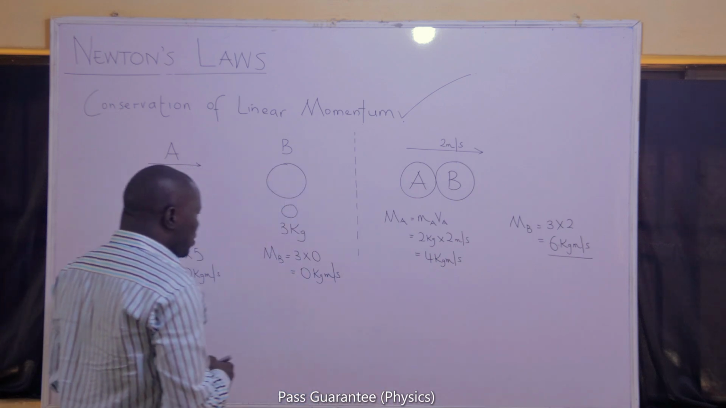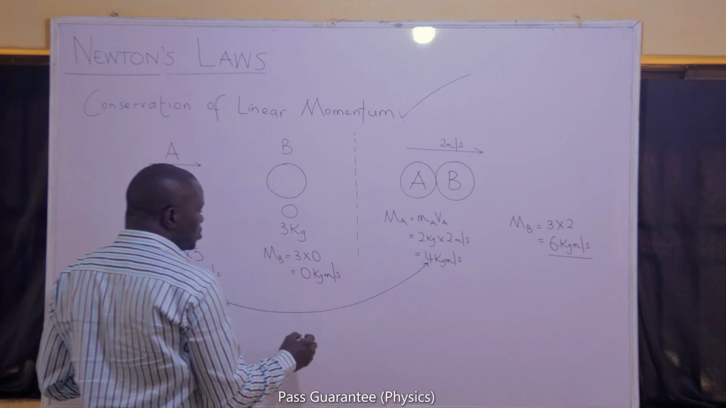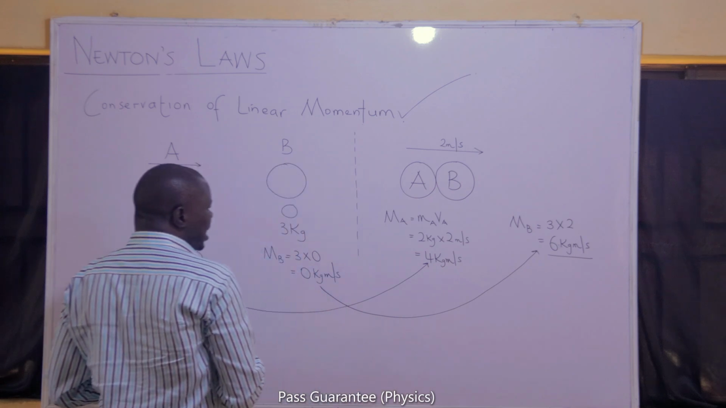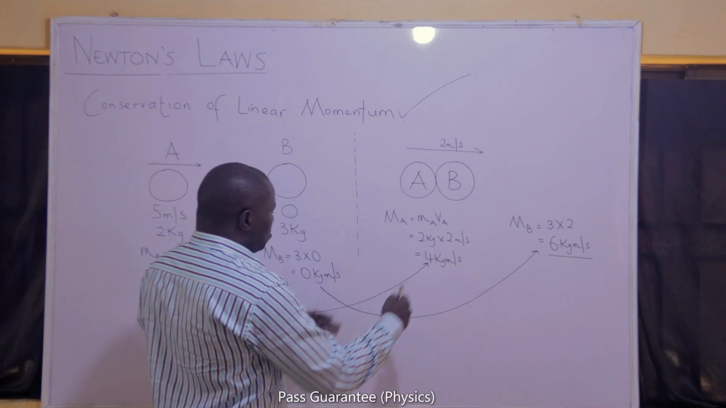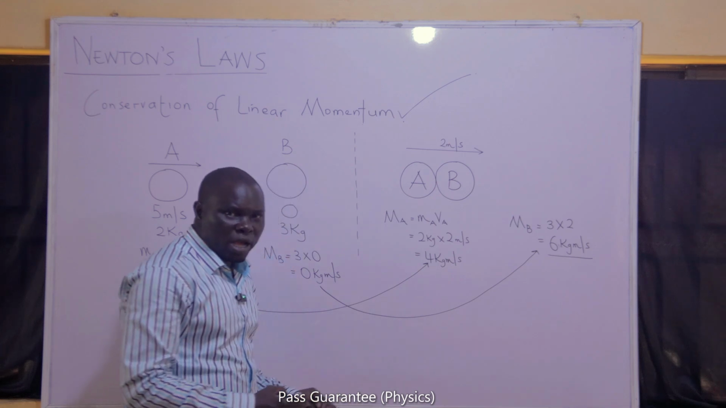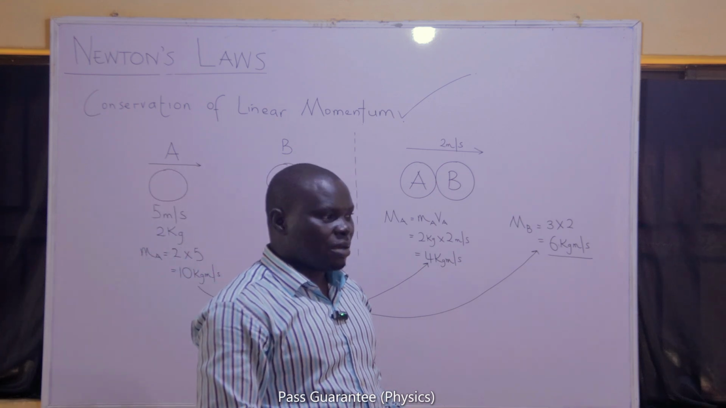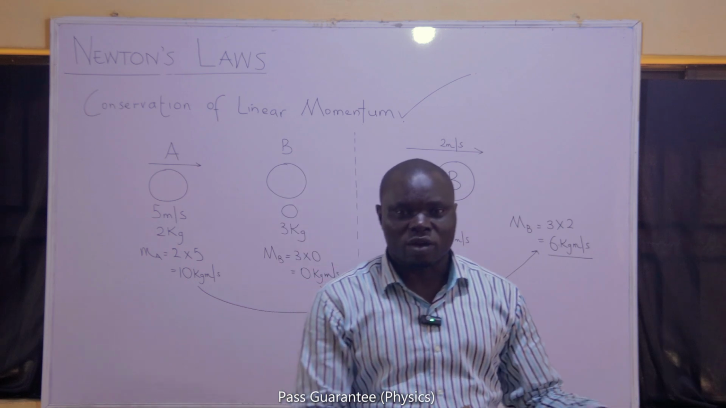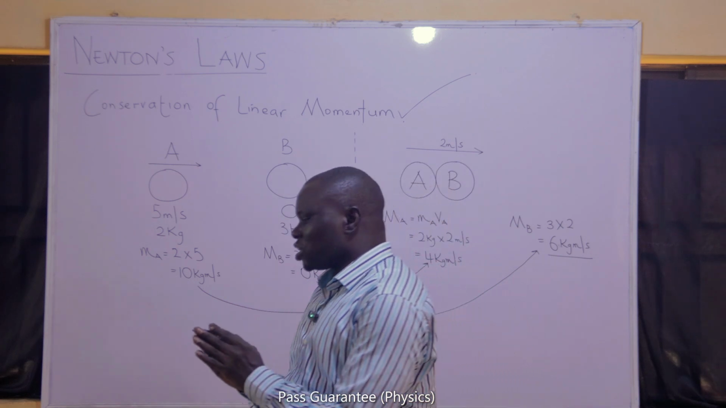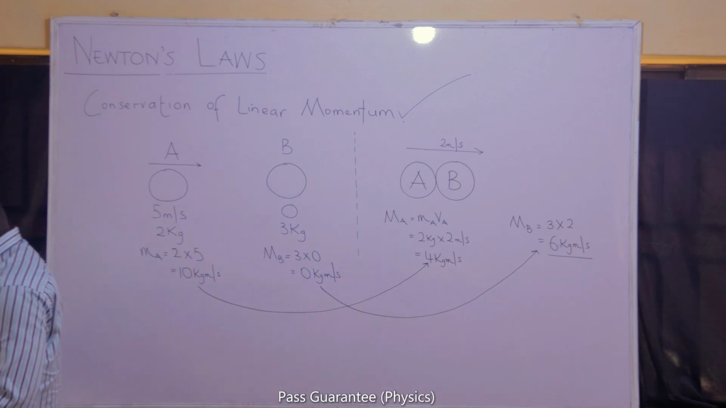The only thing that happened is that A lost 6 of his momentum, and B gained that exact 6. So the loss of A became the gain of B. In a way, the momentum is conserved. It can be transferred from one body to another, but the total momentum that it started with must remain the same. It must be the same momentum that you are going to end with.